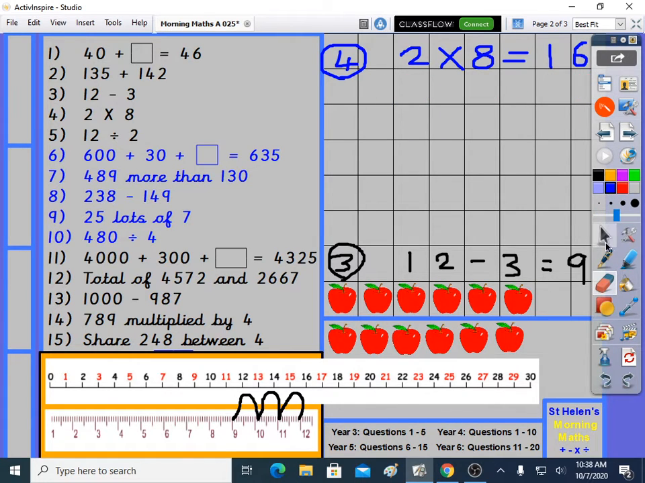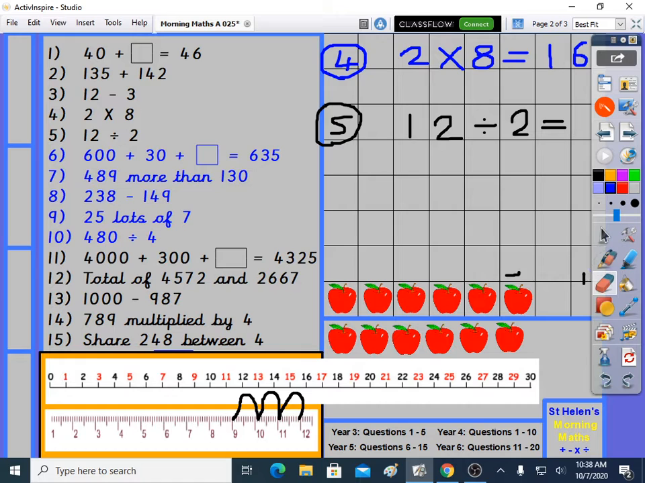Let's go to question 5. 12 divided by 2. Check I've got 12 apples for me, please, if you are ready. Have I got 12 apples? If not, let me know so I can change it. 1, 2, 3, 4, 5, 6, 7, 8, 9, 10, 11, 12.